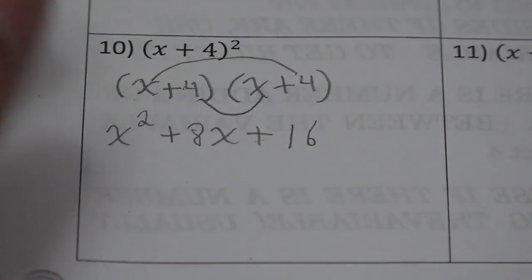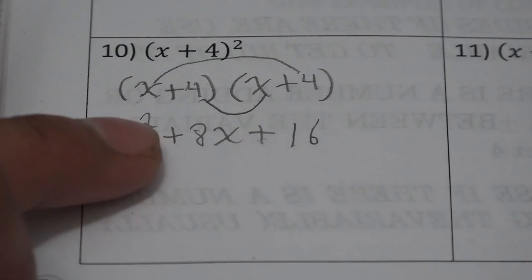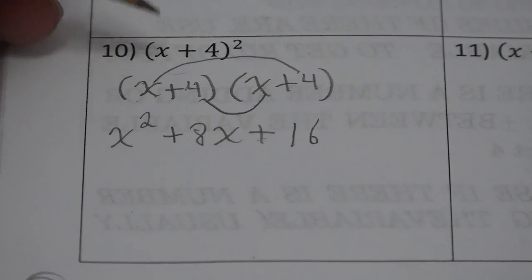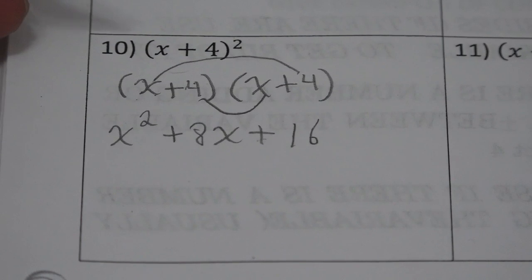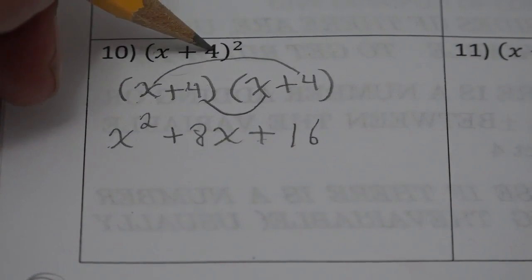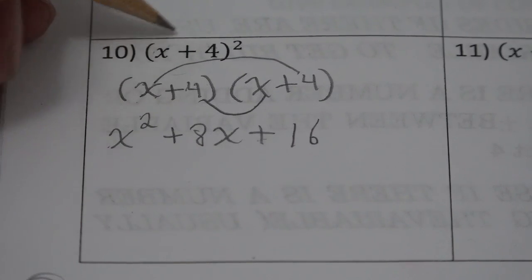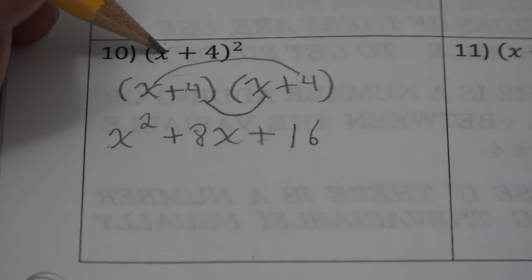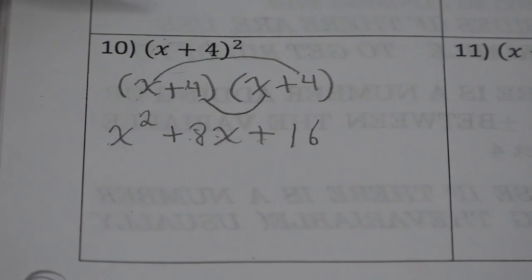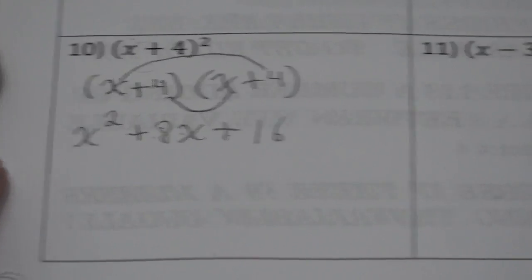All right. Now there's a trick to this. If you have a binomial that is being squared, all you have to do is follow the following. Square the first term. Now multiply the two terms here, so that's 4x, and double it. So 4x times 2 is 8x. Boom. And then square the last term. Okay? Now let's move on to the next one.